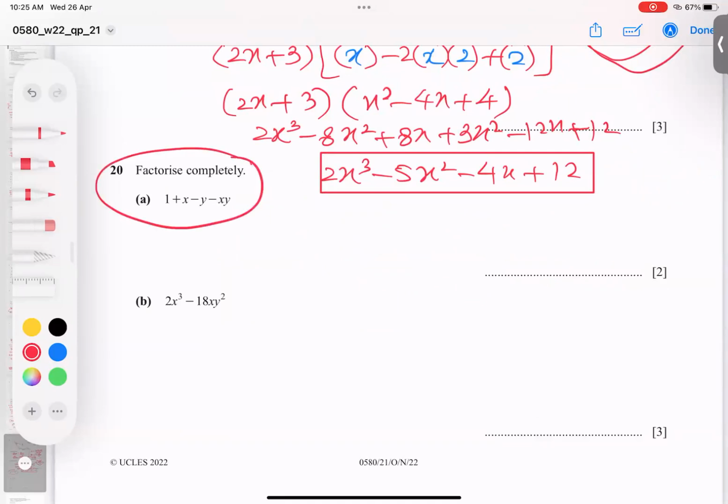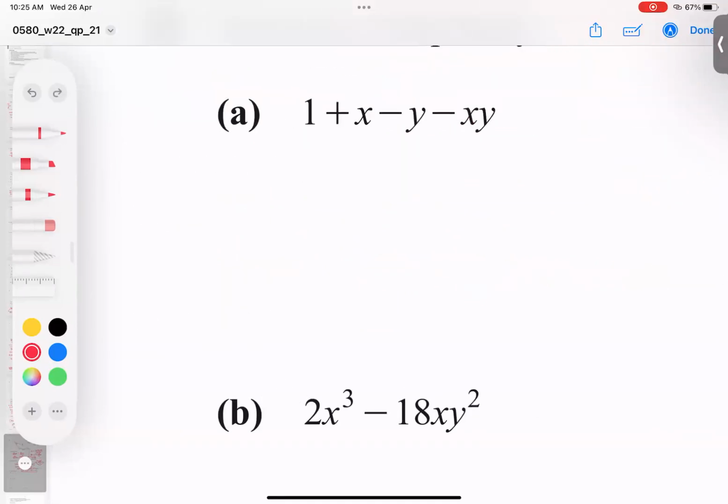Let's factorize completely here. What is common from these two numbers? Nothing is common. When nothing is common, I can take 1, and you have to take 1 common. And from here, nothing is common, so is y common? Not even y is common.